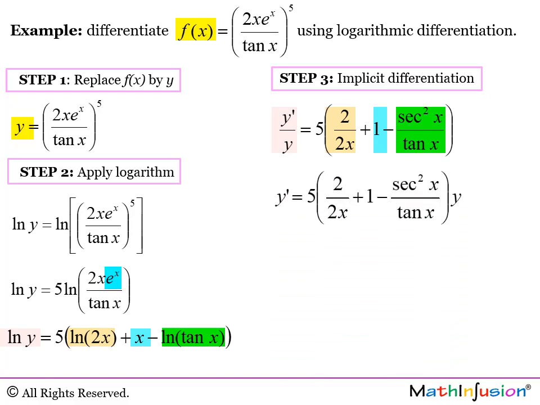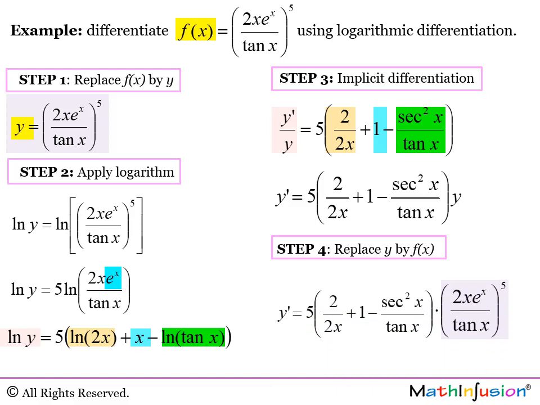Now we have to multiply everything by y, because we like to find y prime. But we don't want to have y in the answer. So we're going to replace y by f(x). And we get that.